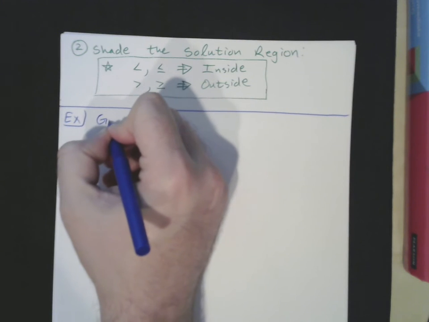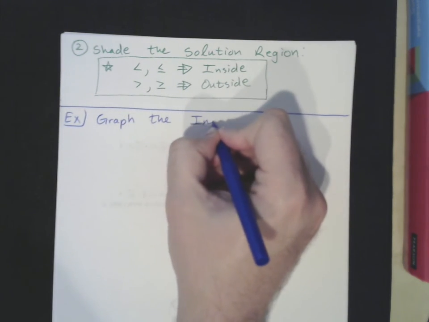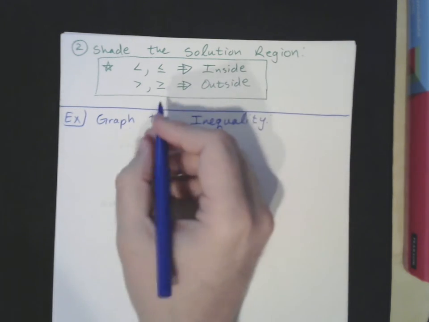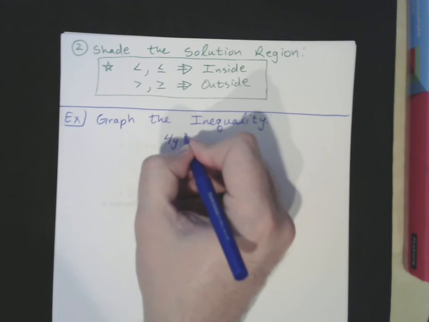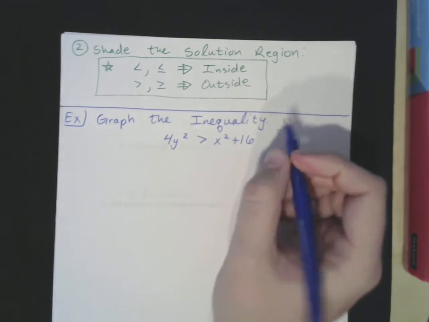Let's graph the inequality 4y squared is greater than x squared plus 16.